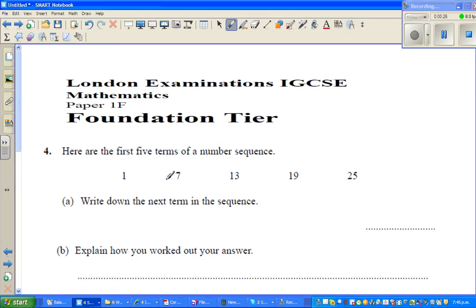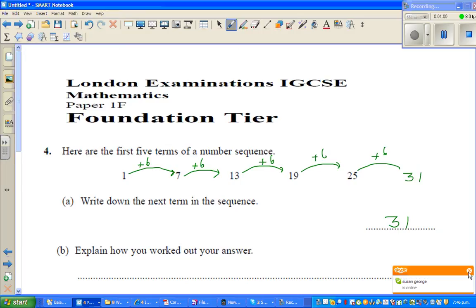Whenever you're looking at a sequence, first you look whether there's a common difference. I can see there's a common difference. Just by looking at 1 and 7, I can say this is plus 6. Does it have the same pattern? Yes, plus 6 is 13, plus 6 is 19, and plus 6 is 25. So write down the next term of the sequence. The next term would be plus 6, which is 31. So the answer is 31.